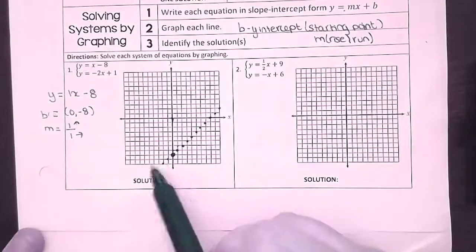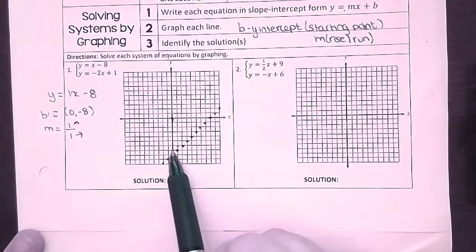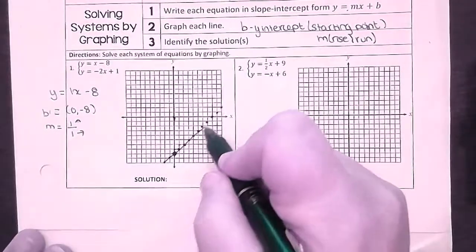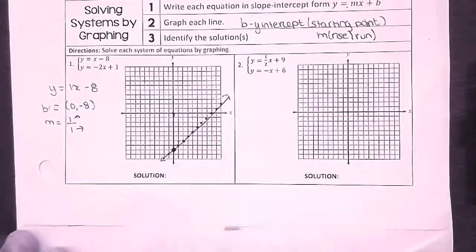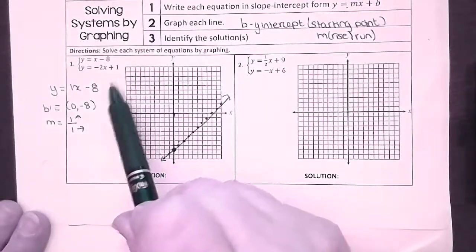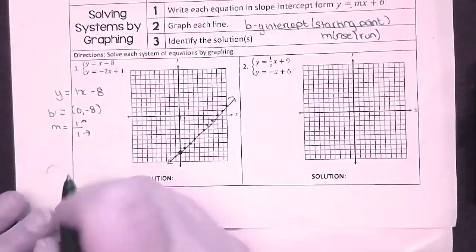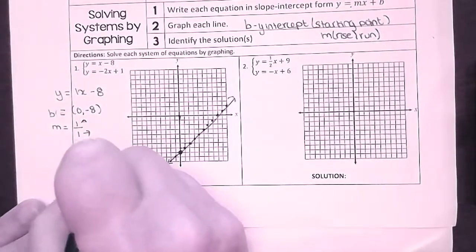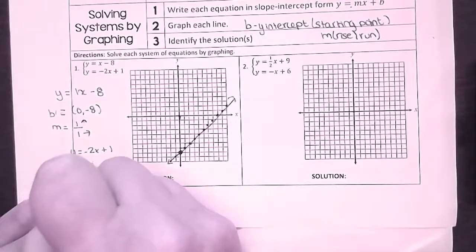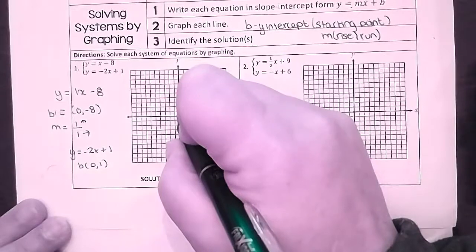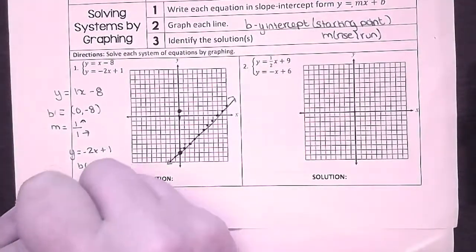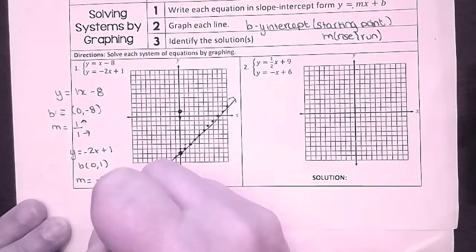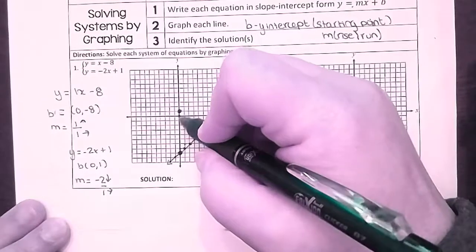Now, if you notice, I went to the left of this point. So instead of going up 1 and to the right, I went down 1 and to the left. I connect these all with one line right here. Now I have to do the next problem. That's y is equal to negative 2x plus 1. Again, my y-intercept is at 0, 1. When I do my slope, it is negative 2 over 1. So I would go down 2 over 1. From there, I go down 1, 2 over 1.